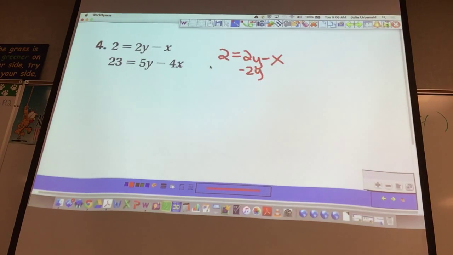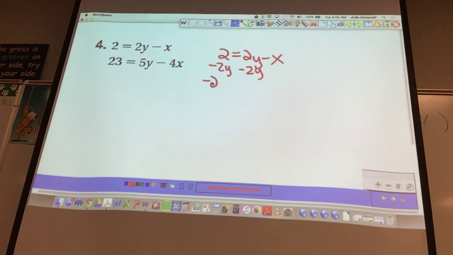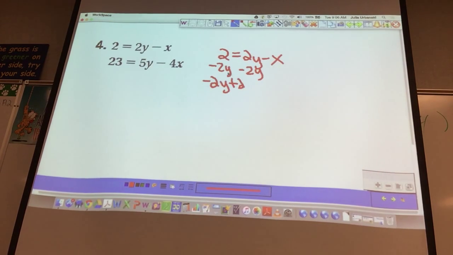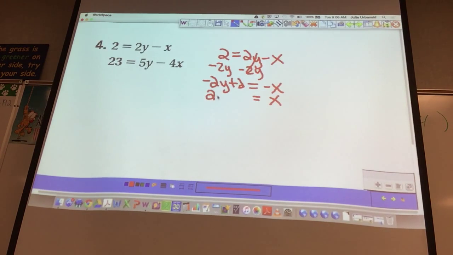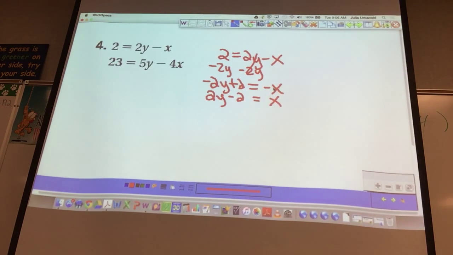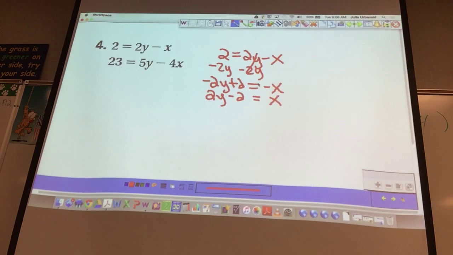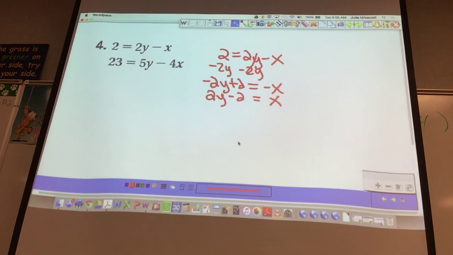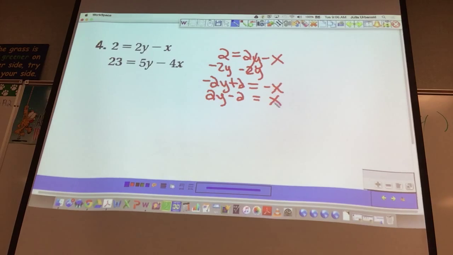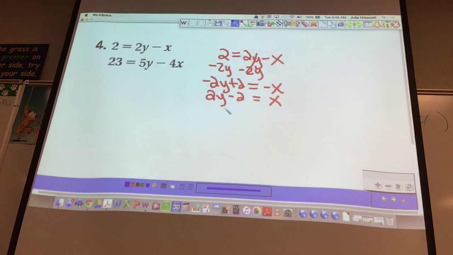Yep. But that's not x. Negative 2y plus 2 right here equals negative x. What would x have to be then? Positive 2y minus 2. If you're going to change this sign, you have to change all signs, and you can do that. It's just multiplying by negative 1. Alright, I'm going to quit talking now, and I'm just going to write down what you told me to do. Now that I know that x by itself can be 2y minus 2, what do I do with that?